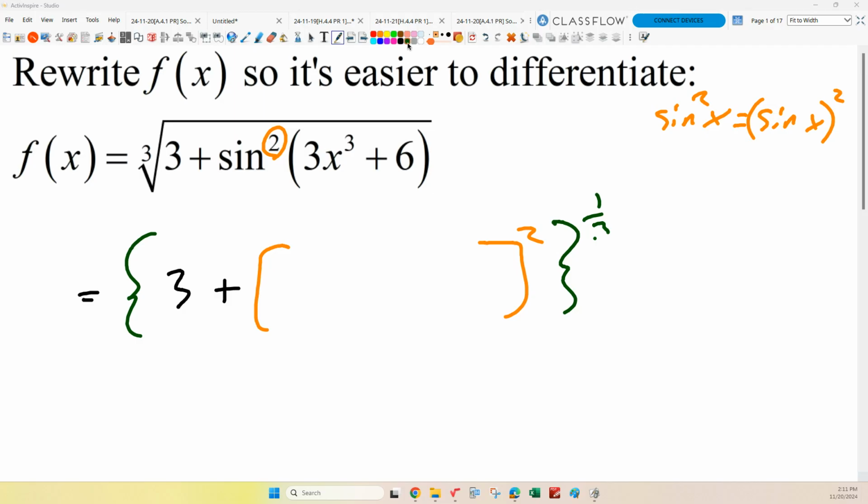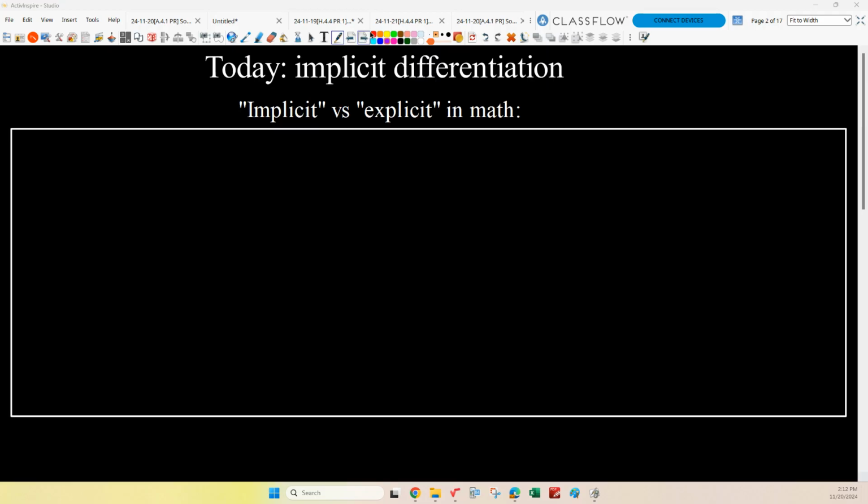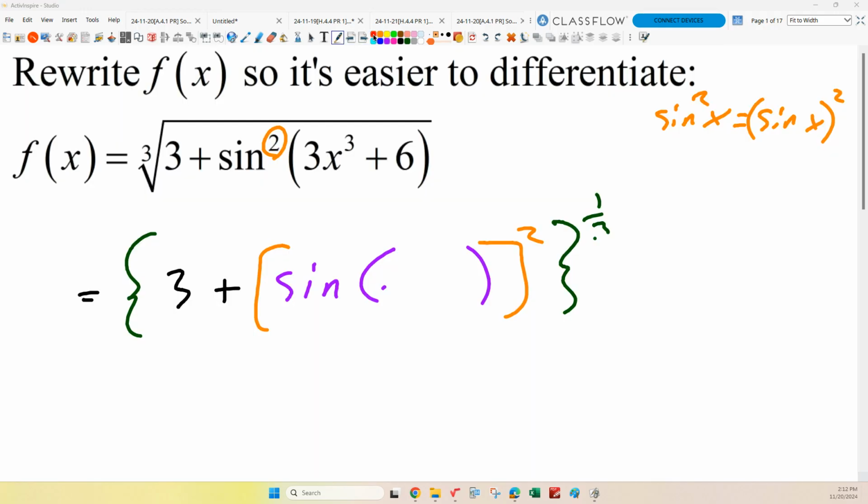The next layer is what? What's the next layer inside the power function too? Sine. Yeah, then we get sine of some stuff. And what's the last layer? Yeah, the stuff inside the sine. So how many layers do we have? 1, 2, 3, 4 layers.